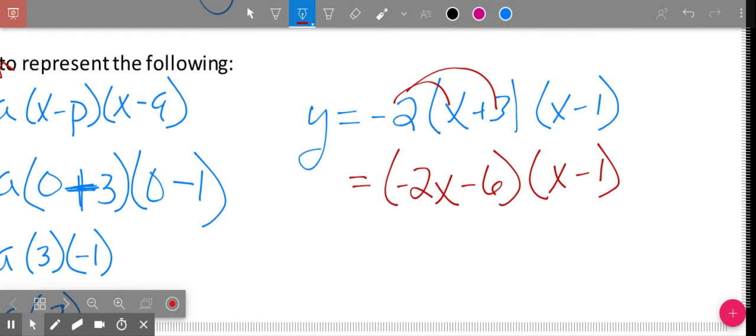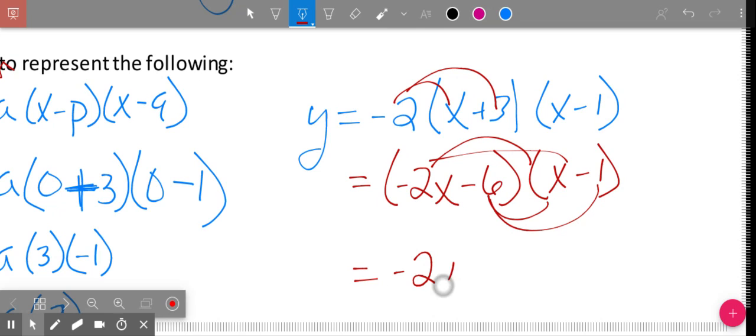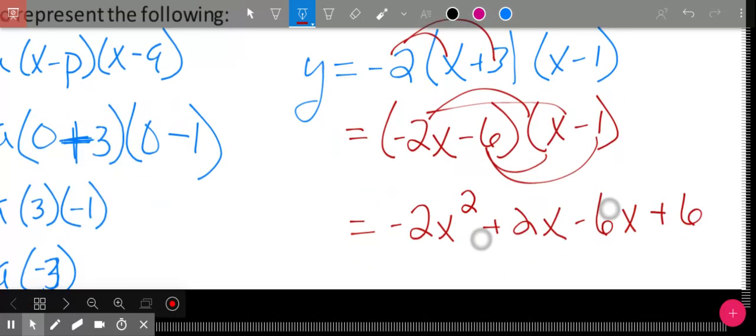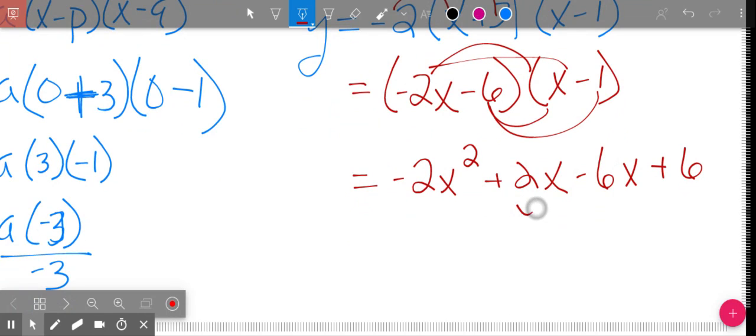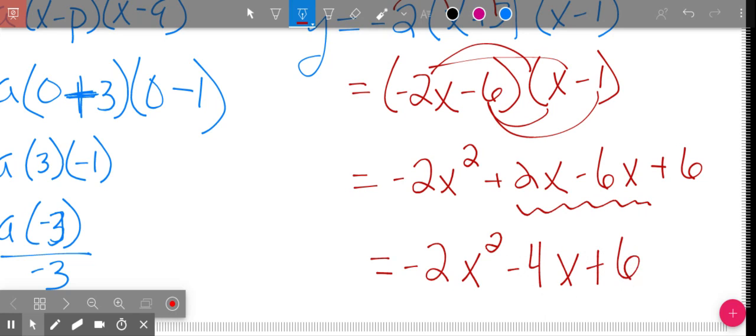Then I have to distribute all of this together. So negative 2x times x will give me negative 2x squared. This is where you could also be using your box method if you wanted to. Negative 2x times negative 1 gives me plus 2x. Negative 6 times x gives me negative 6x. And negative 6 times negative 1 gives me plus 6. Now I just need to combine my like terms. And so I'll have negative 2x squared, 2 minus 6 will give me negative 4x plus 6.